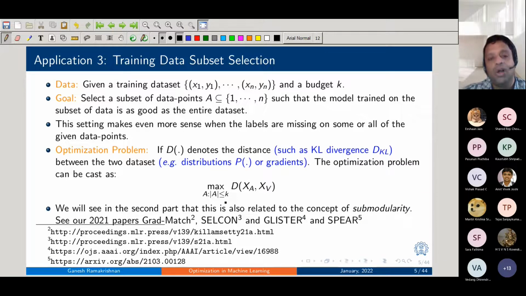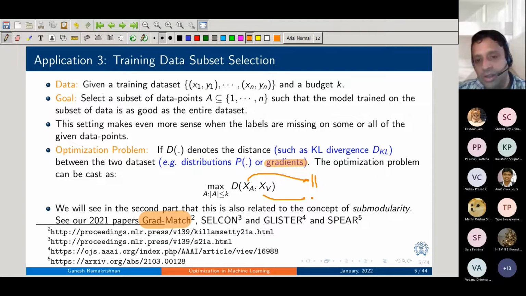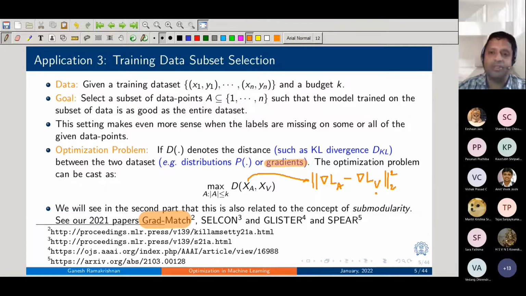We have several papers last year which leverage this data subset selection. And some of the students here in the group are also working on extensions of the paradigm. Specifically, I'd like to point out one very powerful paradigm that we've developed in GradMatch, where we did gradient matching. We said, what if you try and identify the subset A such that the gradient of the loss function on the subset identified by A is as close as possible to the gradient of the loss function on the entire set V, with the distance measured say through an L2 norm.